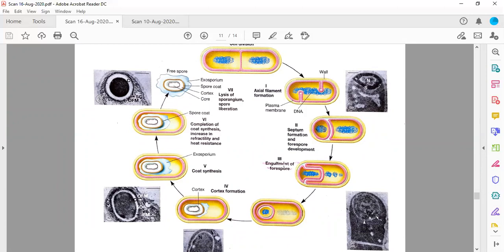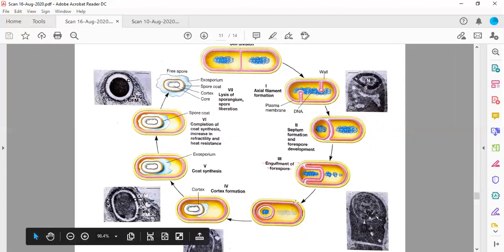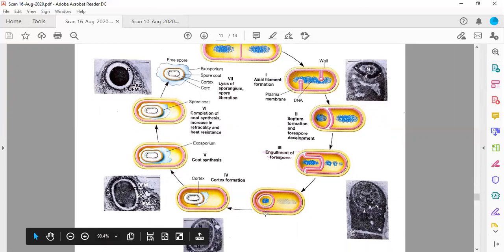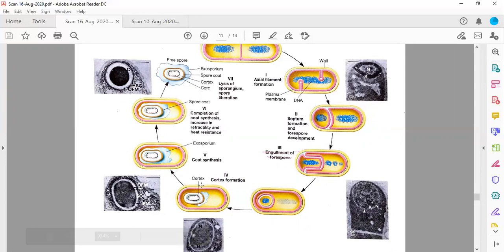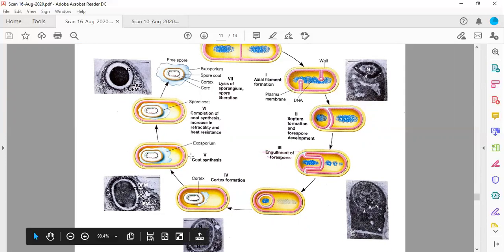So for example, see this engulfment of this forespore. This cell is being engulfed by this particular cell, and when this engulfs this small cell, it will become inside this, therefore developing the endospore. So the endospore will be further differentiated. It will develop the cortex region and the exosporium coat. So this exosporium will come all over the endospore.